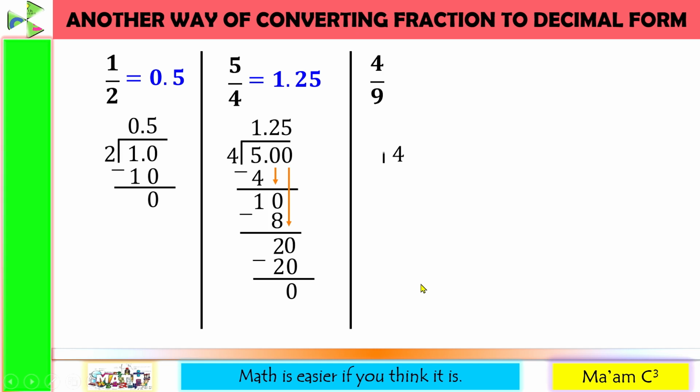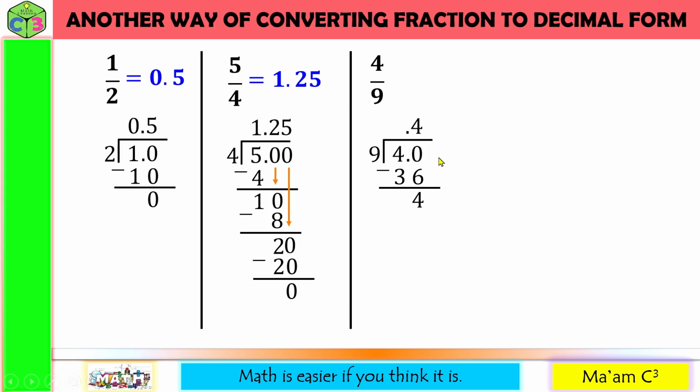4 divided by 9. Since 4 is less than 9, let us add 0 point 0. Now we have 40. How many nines can we form in 40? We can form 4 nines. Oops, don't forget the decimal point. Let's align it here. Then 4 times 9 is equal to 36. Let us subtract this. 40 minus 36 is equal to 4.